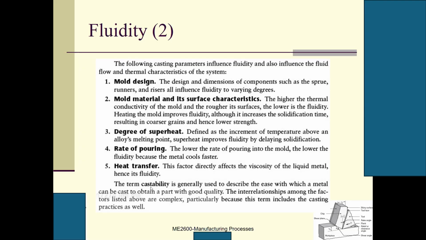So there is castability. We have machinability, which is used to characterize how difficult it is to machine a workpiece. Here is castability: how easy it is to cast this material. It describes the ease with which a metal can be cast to obtain a part with good quality. Castability is a very awesome word.